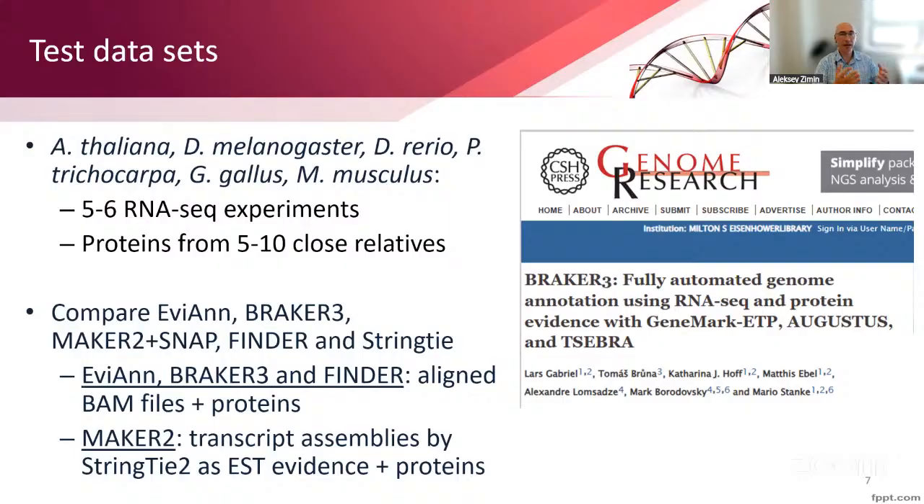And since EviAnn is evidence-based, to avoid possible criticism that I used evidence to make EviAnn look good, I'm going to use exactly the same evidence that was used in the BRAKER3 paper to compare EviAnn and BRAKER3. And in the following slides, I'm going to compare results on these organisms from EviAnn, BRAKER3, another popular, however older, pipeline MAKER2 using the SNAP ab initio gene finder following the MAKER2 protocol paper, Funannotate, and then finally StringTie.